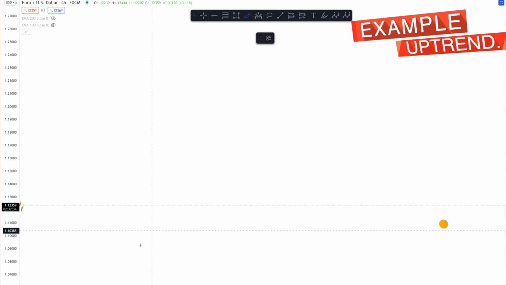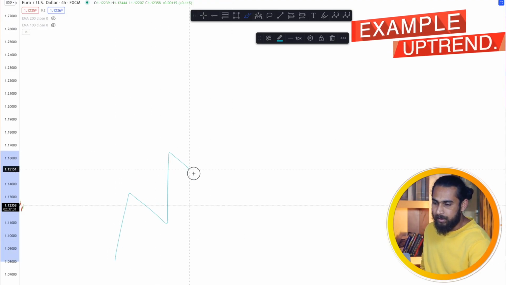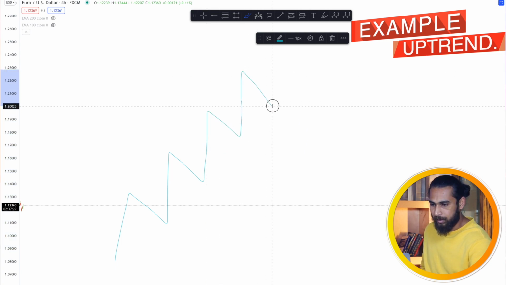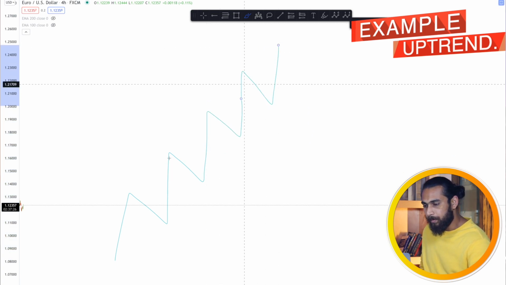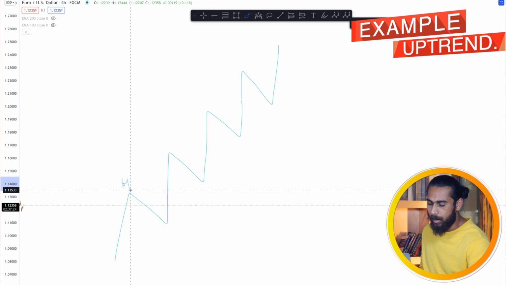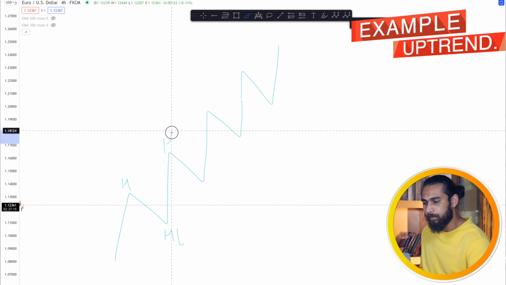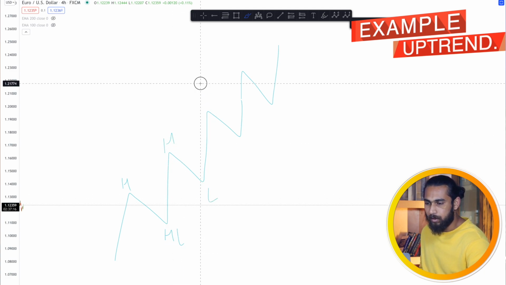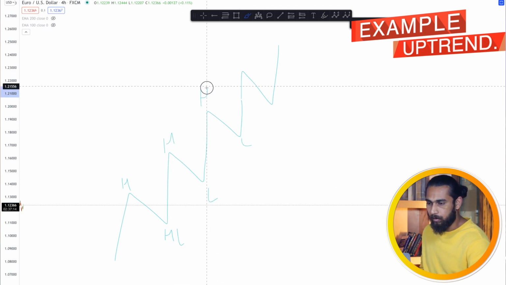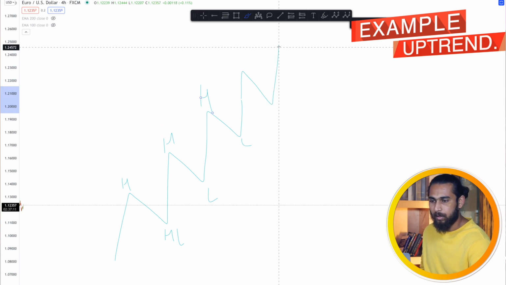Let us take an example of an uptrend. If there is an uptrend, we will see a market structure which would look like this, right? The price will continue making higher highs and higher lows, and it will continuously do the same. Like it will create highs, lows, highs, lows, highs, and lows and highs.